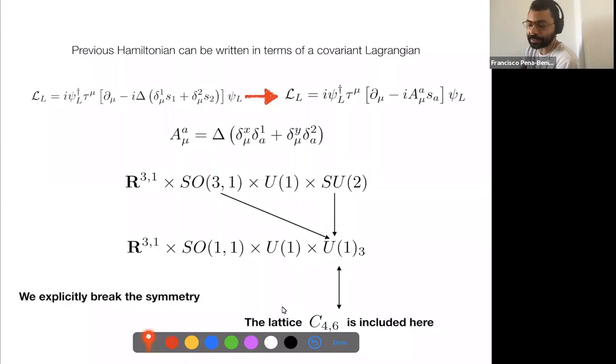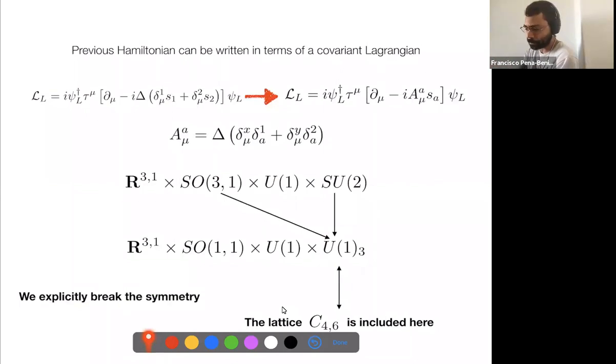explicitly breaks the Lorentz symmetry. I mean, well, it's not weird. We already knew that the system was not invariant under rotations, so it has to break the Lorentz group, okay? It breaks the Lorentz group, but preserves a U1. And actually the U1 that is preserved is precisely the continuous version of the C4 or C6 symmetry that we were imposing in the system, okay?